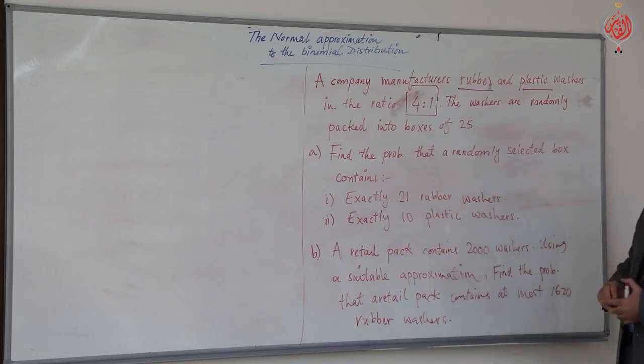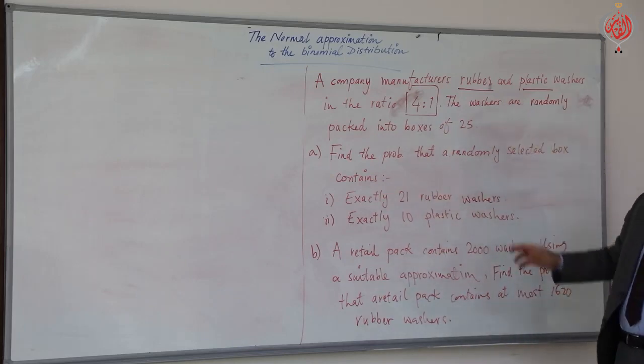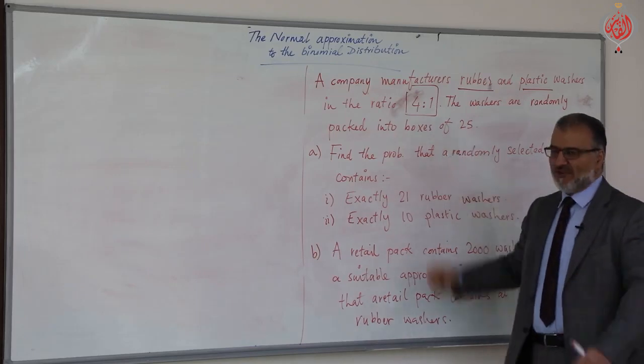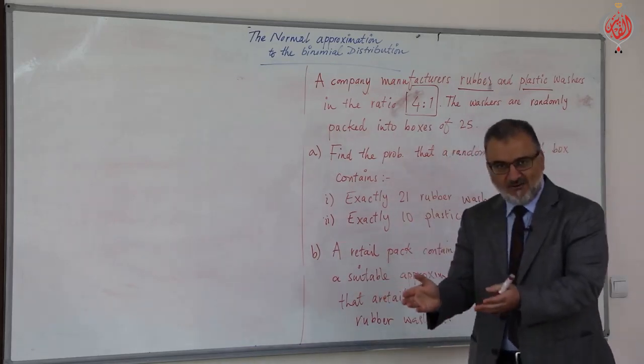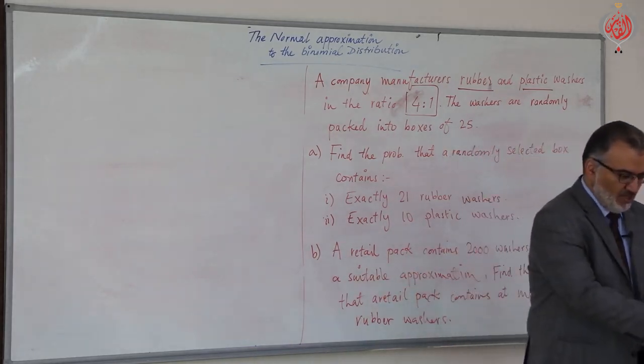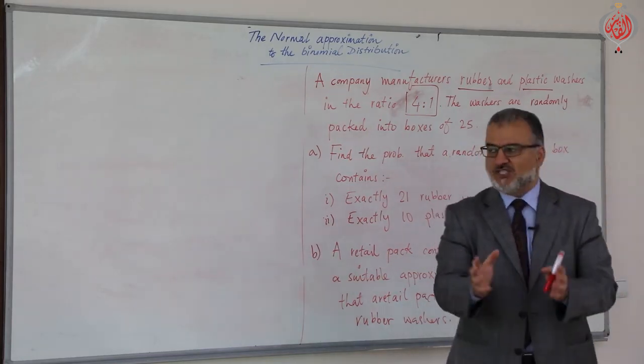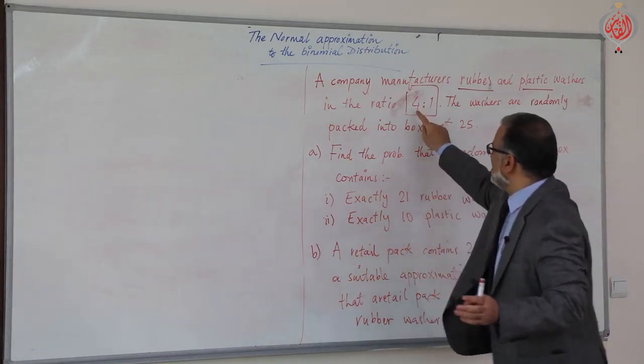Now we will see. The washers are randomly packed into boxes of 25. So that company now manufactures washers, either plastic or rubber, according to the ratio of 4:1. What does 4:1 mean?